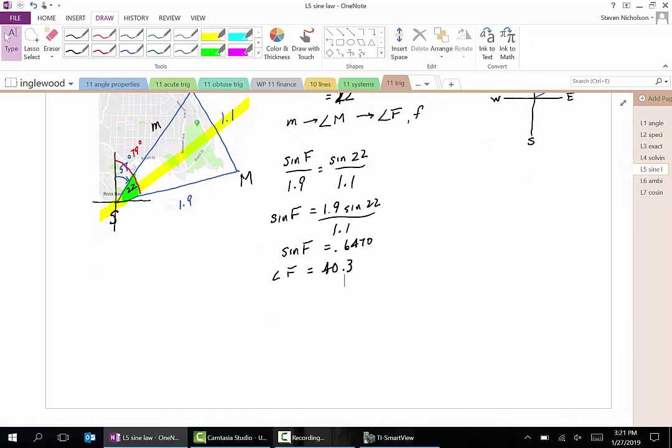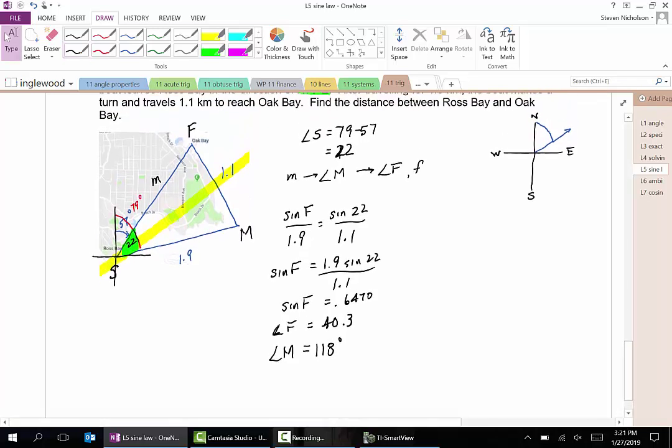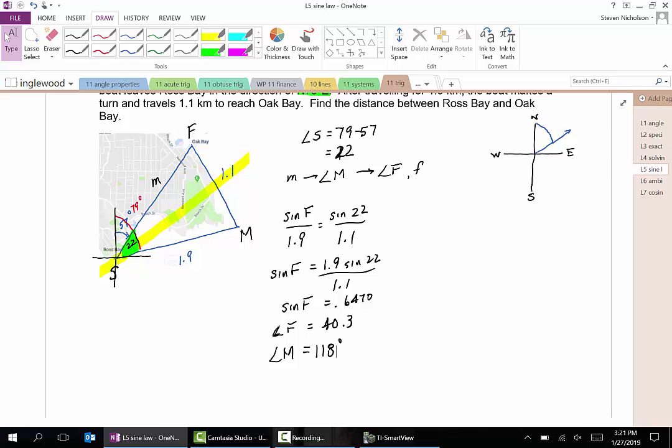And again, when you're doing your intermediate calculations, if you round too early, your answer is going to be off a little bit. So if you wanted to say 40, that would be okay. And that's what I'm going to do. So therefore, angle M is going to equal 118 degrees. So again, if we know 22 and 40, that's 62, and 180 minus 62 is 118. So there we go. We have angle M now. It's 118, and there we have one piece of information about our matching pair.